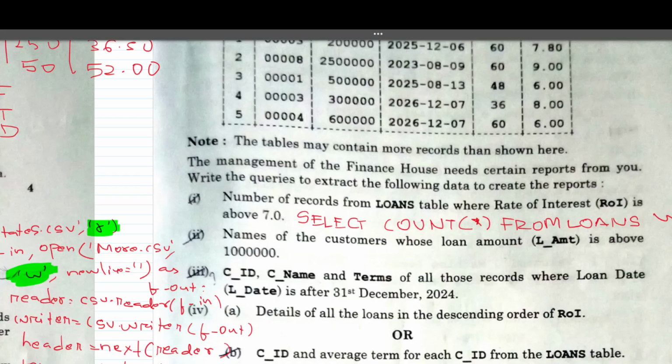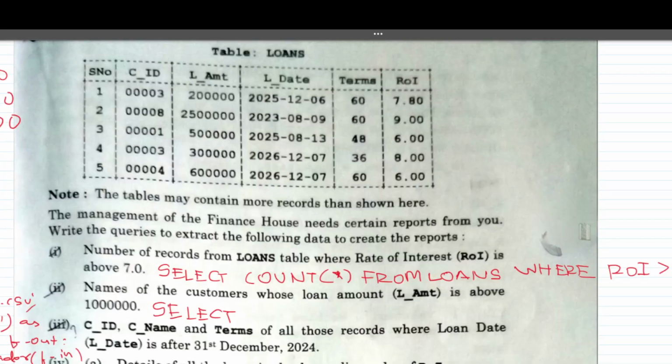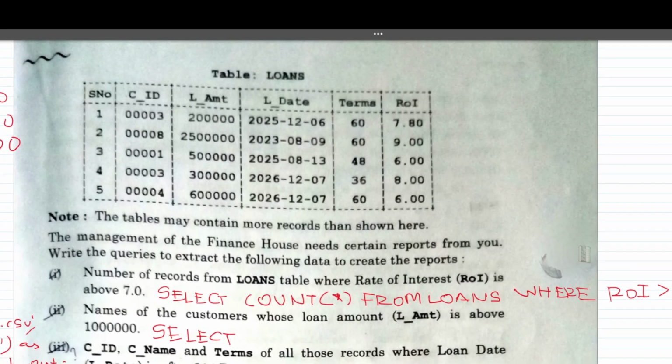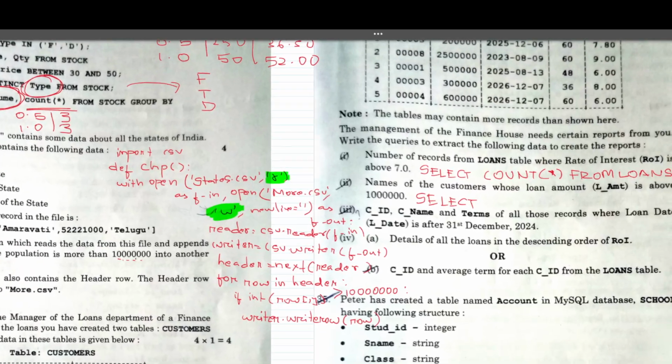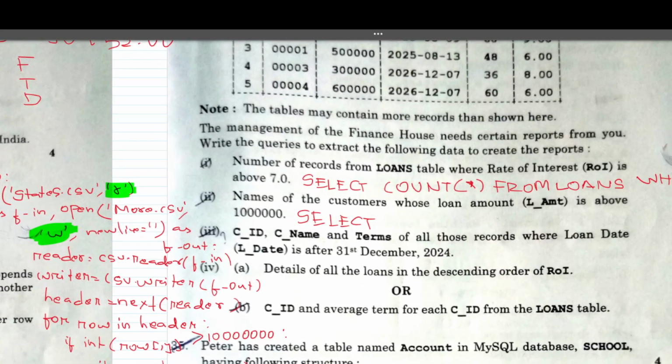But what I need to count, where ROI size should be greater than 7.0. That's all. Easy. Then here it says names of the customers whose loan amount is this, so I need to select what? Name. For name, what name has it given? What name has it stored? CNAME, right? Yes, okay. It has stored CNAME. So CNAME as per this question I have taken.